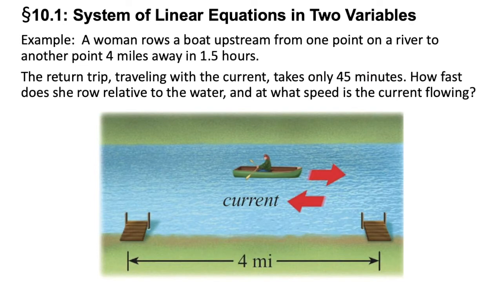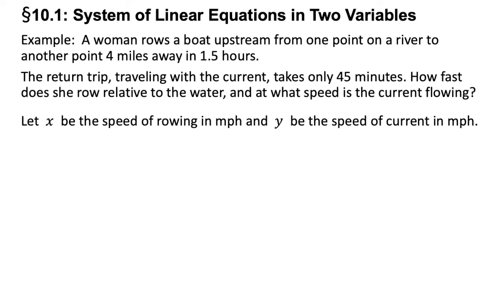Here's a word problem to use system of equations. A woman rows a boat upstream from one point on a river to another point 4 miles away in 1.5 hours. The return trip traveling with the current takes only 45 minutes. How fast does she row relative to the water, and at what speed is the current flowing? Let x be the speed of rowing and y be the speed of current.